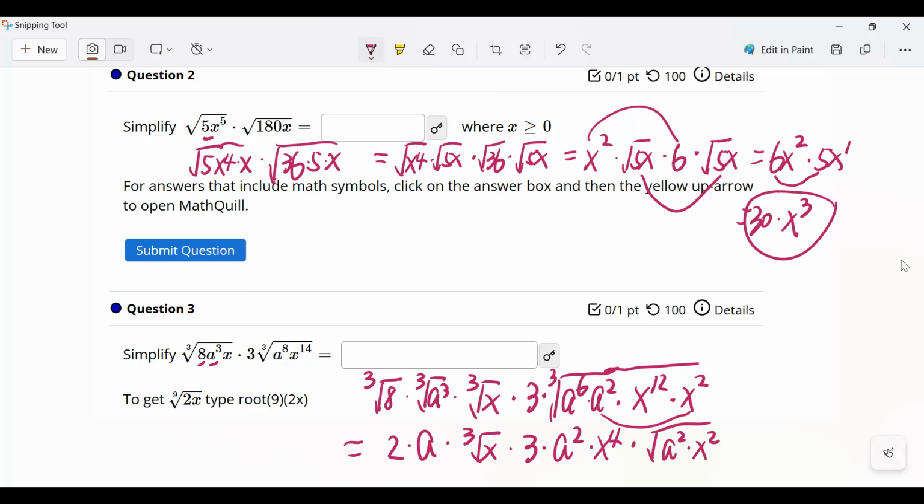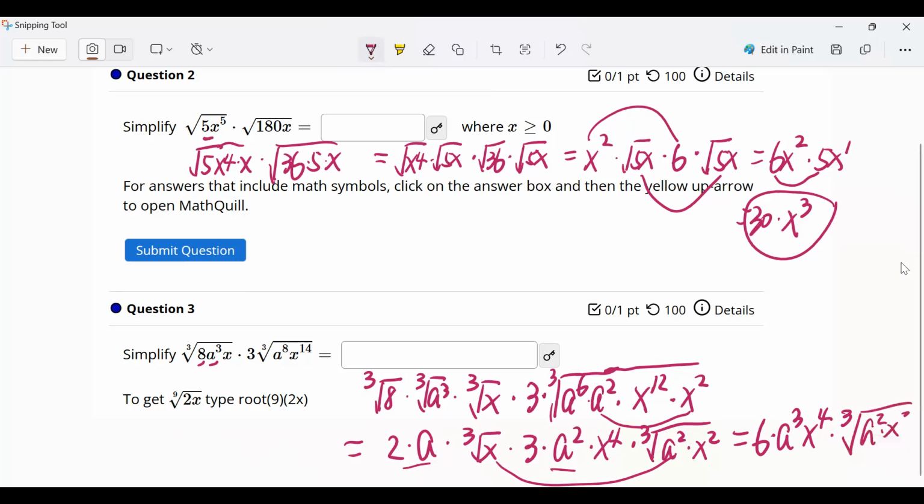Now multiply this by this part. Let's simplify as much as possible. So 2 times 3 is 6. A times a squared, a cubed, and x to the 4th. Now we get a cubic root. Now we combine these two. Cubic root of x times cubic root of a squared times x squared. So that's cubic root of a squared times x cubed.